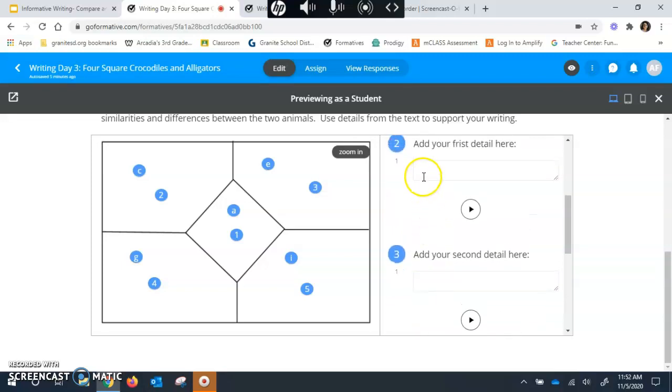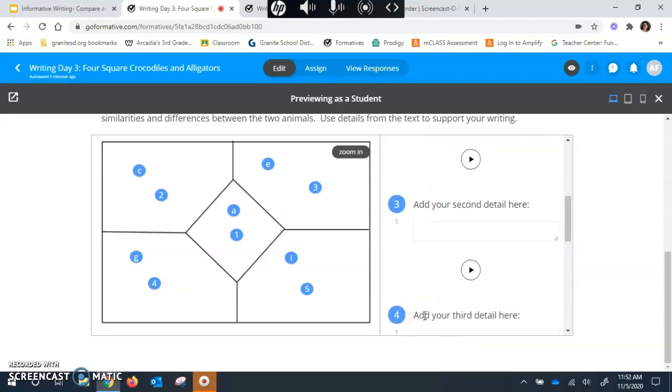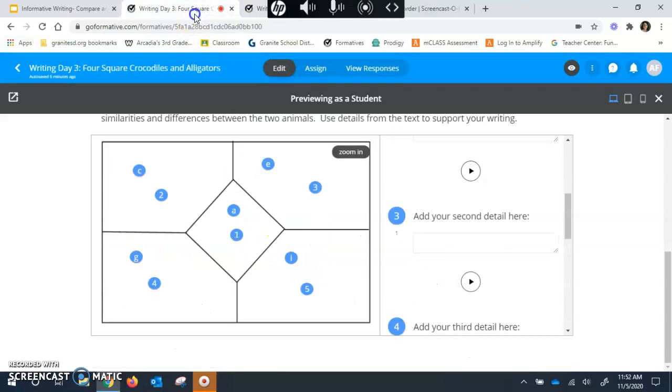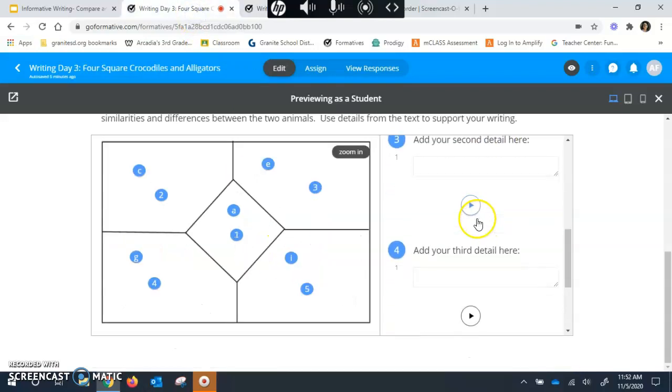Just a reminder, I didn't do 2, 3, and 4 because I want you to do it. Go back to your Venn diagram and take one of your differences from each and one similarity, and you've got your 3 answers right there.